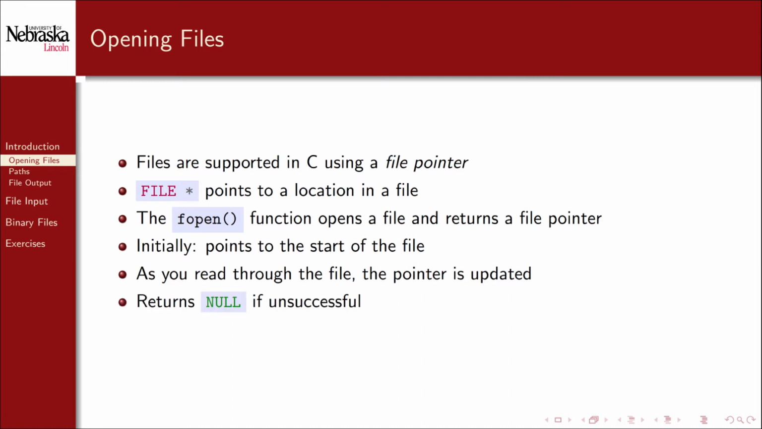The fopen function may fail for any number of reasons. You may not have permission to read the file, or you may not have permission to write to a certain file. If fopen fails, it will return null, which you can then check. A file pointer is also sometimes referred to as a file handle.